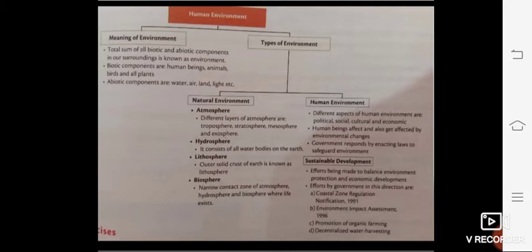And in atmosphere, we learned about the various layers of the atmosphere. These are troposphere, stratosphere, mesosphere, exosphere. About all this we learned.